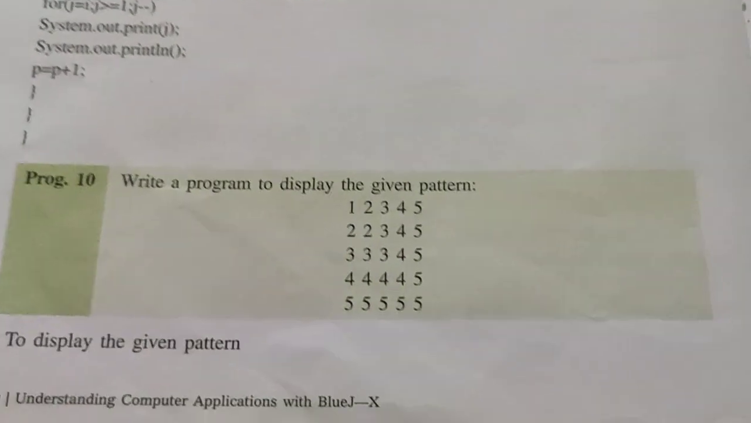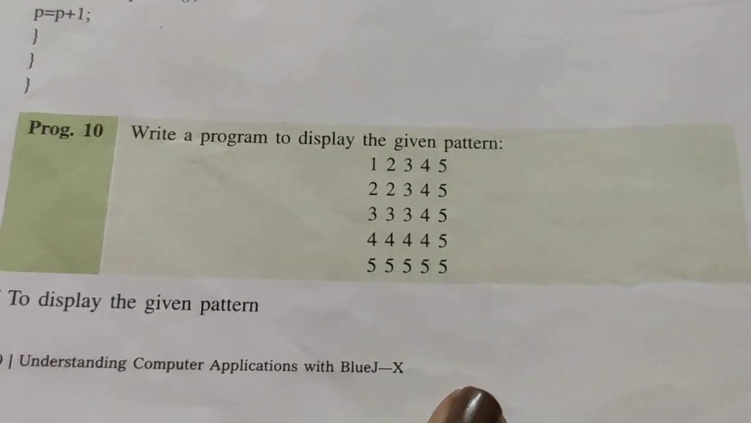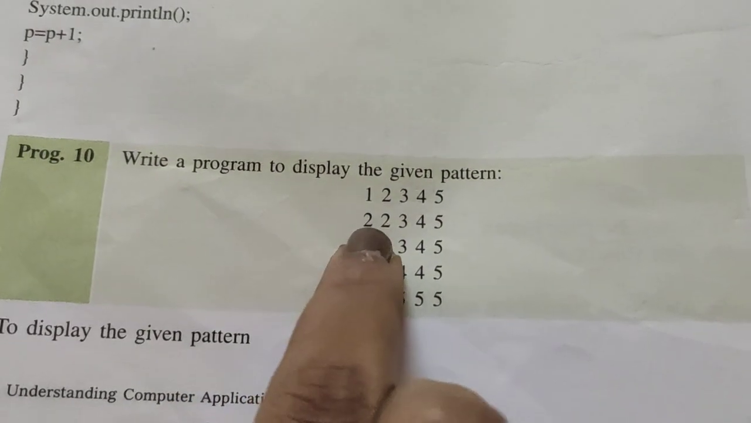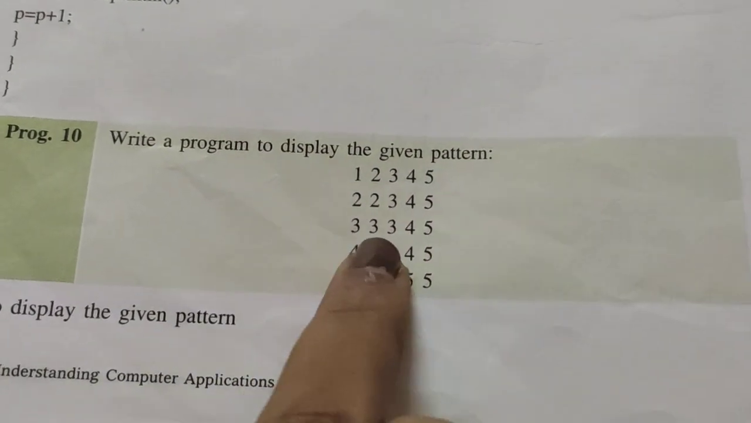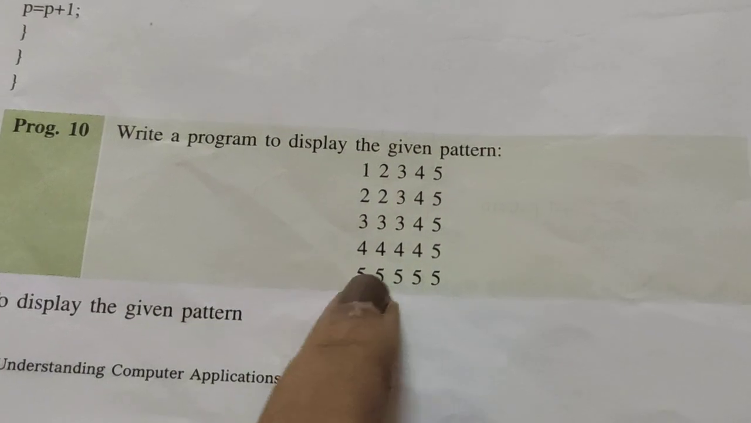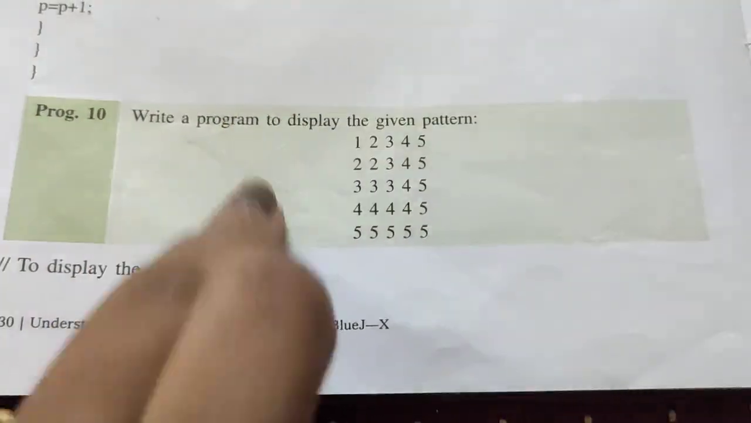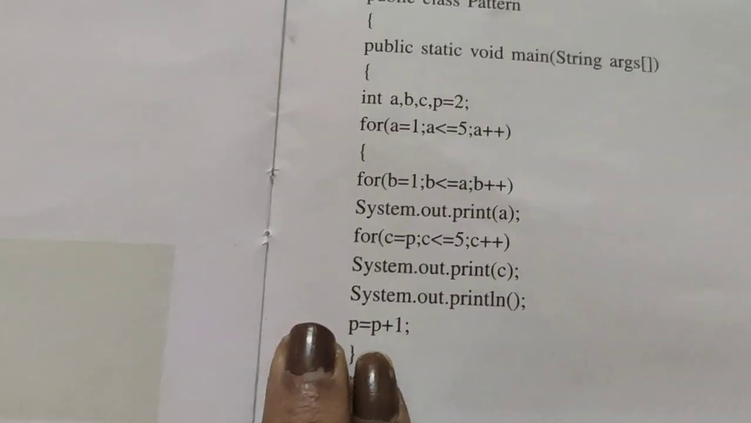Next, program 10, to print a pattern like this. We will see here 1, 2, 3, 4, 5, and in the second line 2, 2, 3, 4, 5, third line 3, 3, 3, 4, 5, 4, 4, 4, 4, 5, 5, 5, 5, 5, 5. Okay, to print in this pattern, we will see what we are going to do.